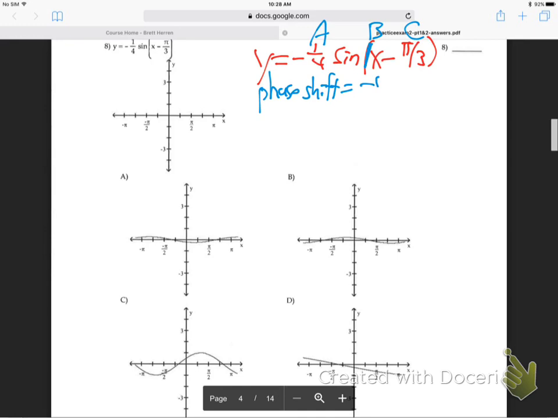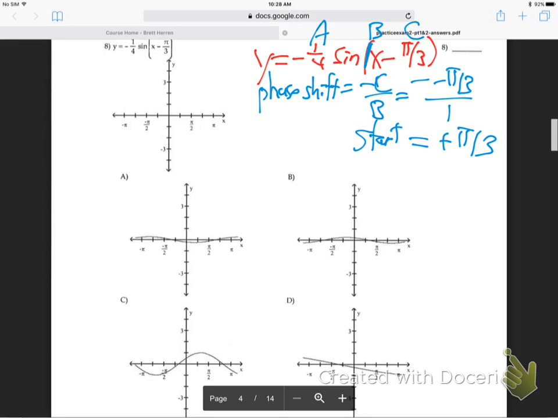So phase shift is negative C over B. So negative pi over 3 over 1, which is positive pi over 3, right? So it's negative C, and C is itself negative. So double negative, positive pi over 3 over B. B is just 1. So the phase shift is pi over 3. That's where it starts, at positive pi over 3.